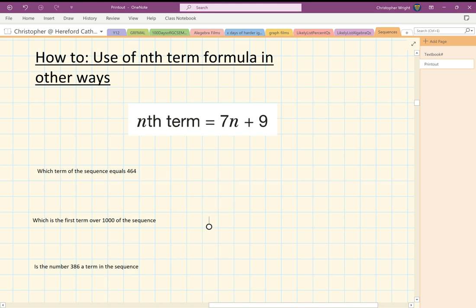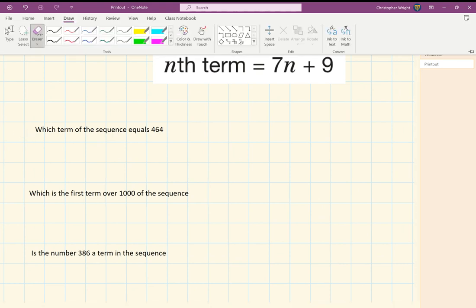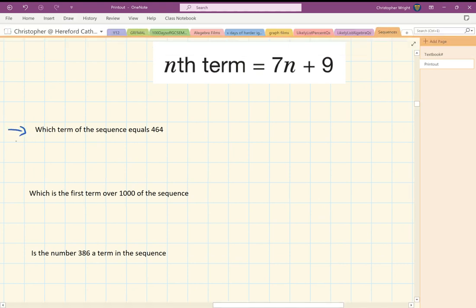Right here. There are some other ways in which you need to use the nth term formula for a sequence. To illustrate these, I've got an nth term formula here. The nth term of my sequence is 7n plus 9. And we're going to look at three questions. We're going to look at ascertaining which term of the sequence has a certain value, in this case, which term of the sequence equals 464.